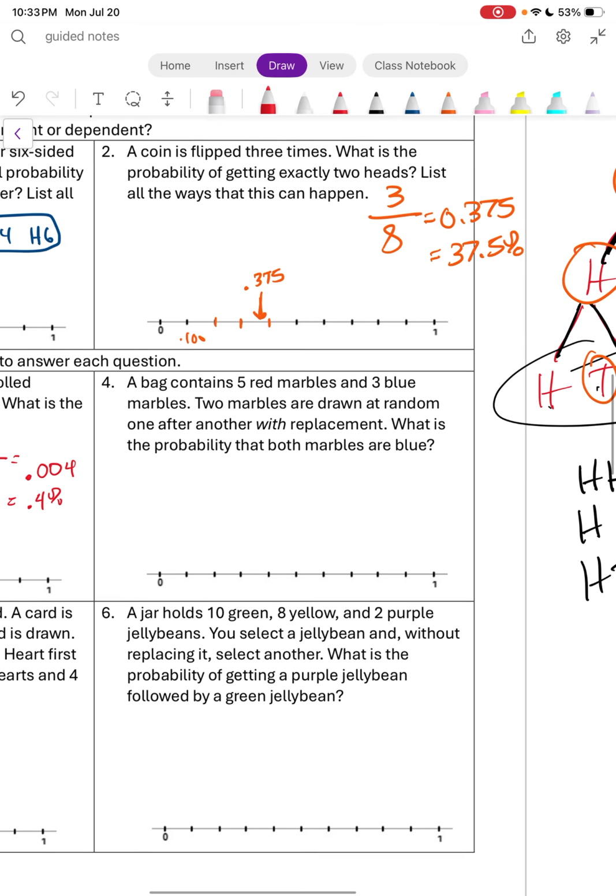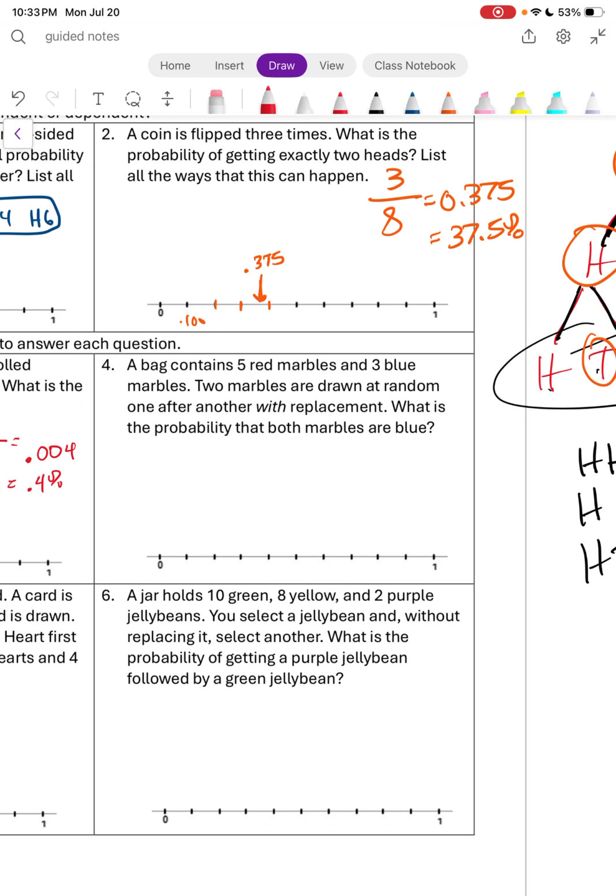Next one. A bag contains 5 red marbles, 3 blue marbles. Notice what I do. 2 marbles are drawn, one after another with replacement. That's important. So we're going to draw a marble out. We're going to put it back. What is the probability that both will be blue?